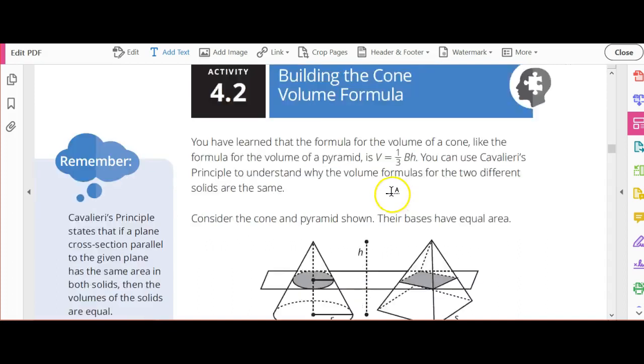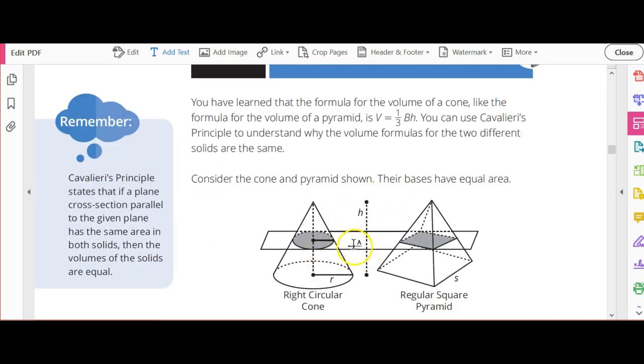Okay, it says building the cone volume formula. So thinking about cones and pyramids, right? If you were to slice them across, remember that every slice that we made would end up in a figure that is similar to the base. The figure in the cross section here is similar to the base. It is just smaller, right?